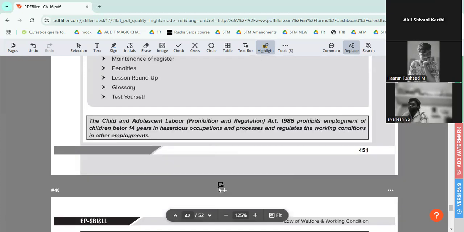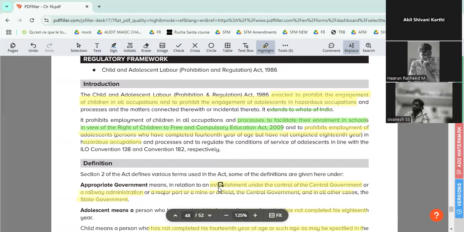Yes, ma'am. Okay, Introduction. The Child and Adolescent Labor Prohibition and Regulation Act 1986, enacted to prohibit the engagement of children in all occupations and to prohibit the engagement of adolescents in hazardous occupations and processes and matters connected therewith or incidental thereto. This act extends to the whole of India. It applies to all of the states in India.